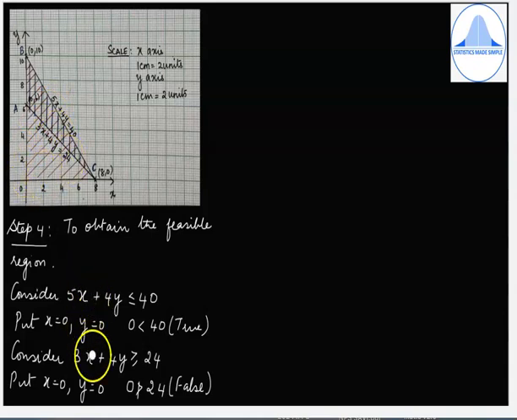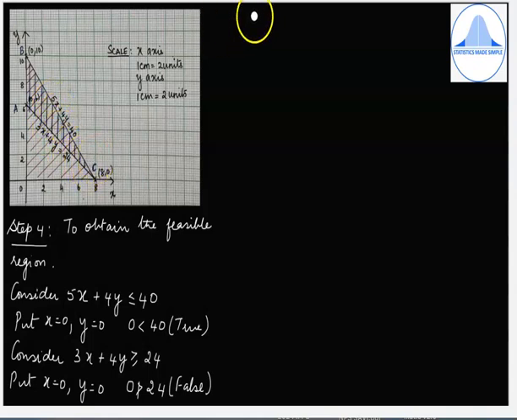For the second equation, that is for 3x plus 4y equal to 24, we got the condition as false, so you have to shade away from the origin. I have used blue color lines. So when the condition is true, we have to shade towards the origin, that is the red colored lines. And for the condition which is false, you shade away from the origin, that means on top of the line.